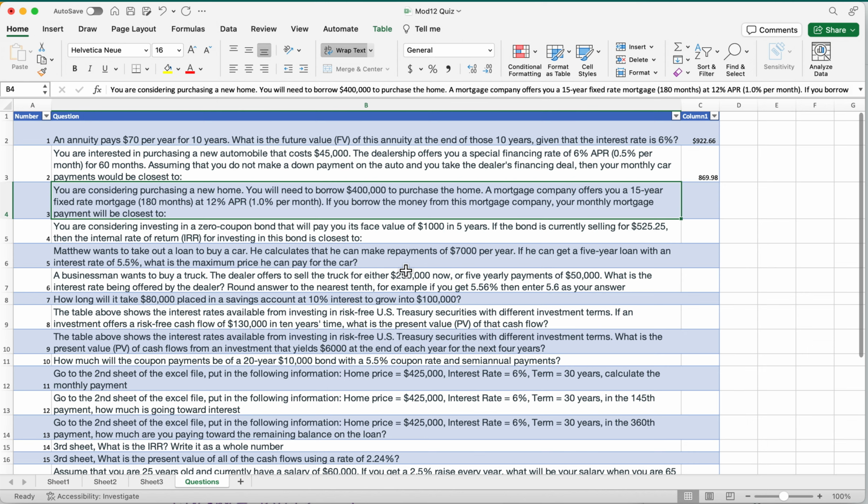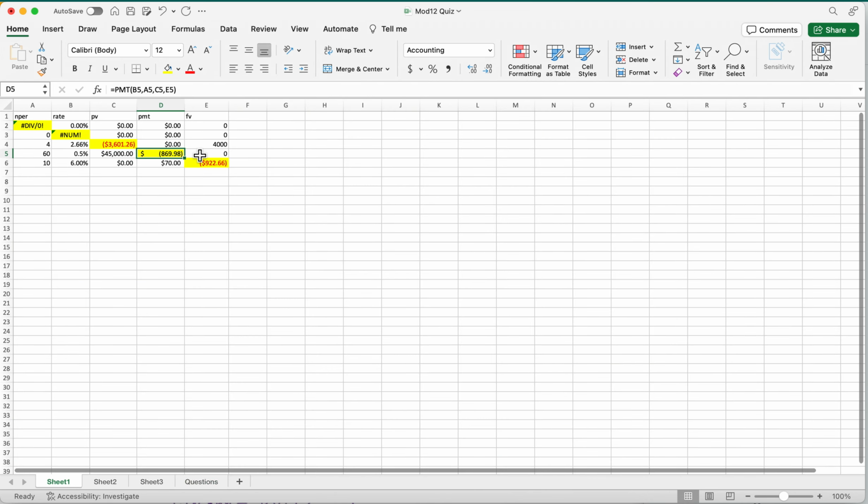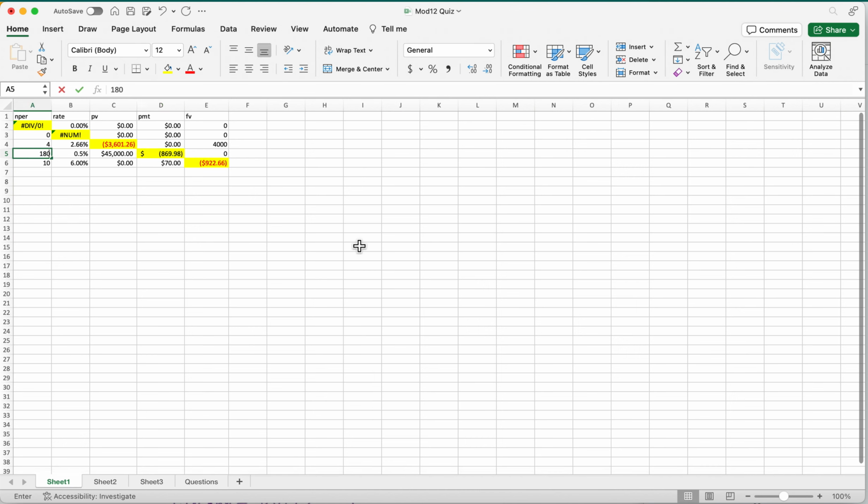For this next one, you are considering purchasing a new home. You need to borrow $400,000 to purchase the home. They offer you a 15-year mortgage rate, which is 180 payments at 12% interest, which is 1% per month. Your monthly mortgage payment is what? So again, we're trying to find the payment. So now we do 180 payments, and it's 12% interest. So you'll do the interest rate divided by 12 months. So that's 1%.